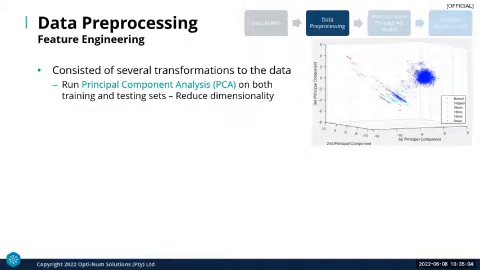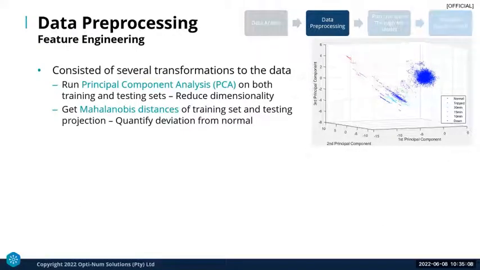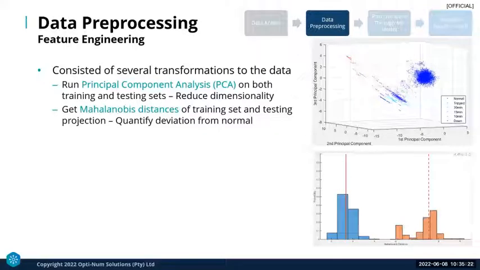As another potentially useful feature, we got the Mahalanobis distances of the training sets and the testing projections to help quantify that deviation from normal. If you take a look at what those distances look like and plot them on a histogram, you can see in this case we had our training distribution, which is quite close to zero.